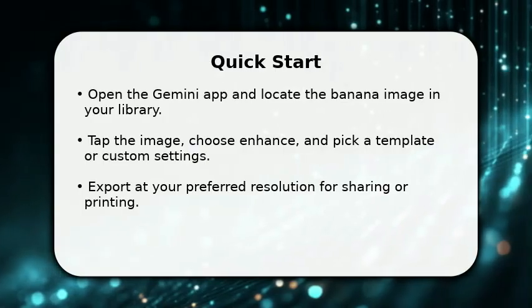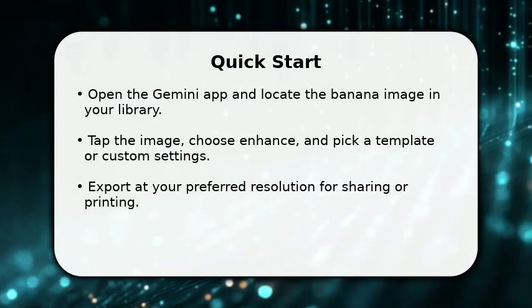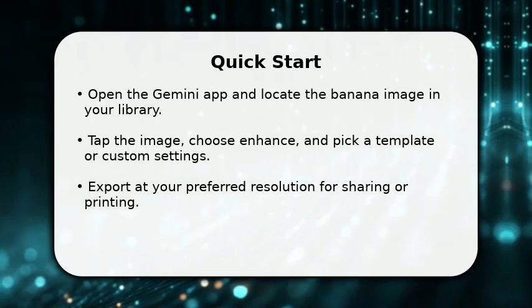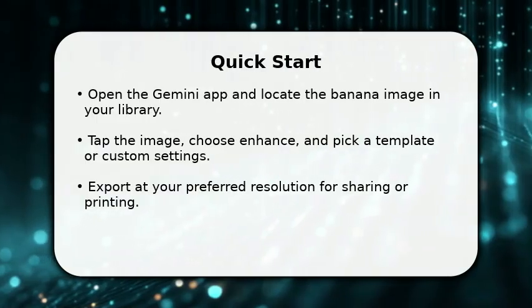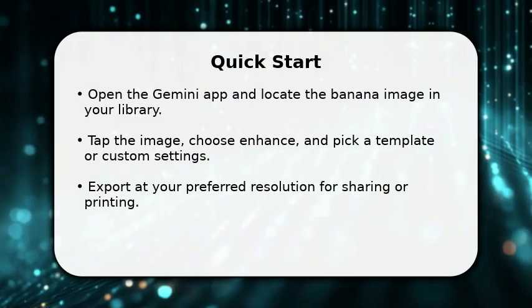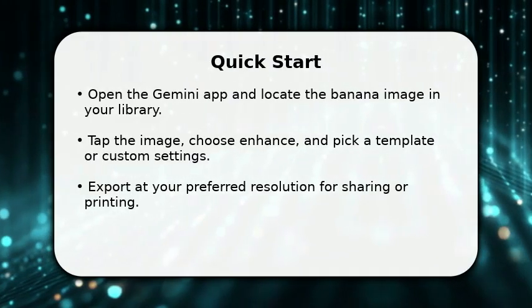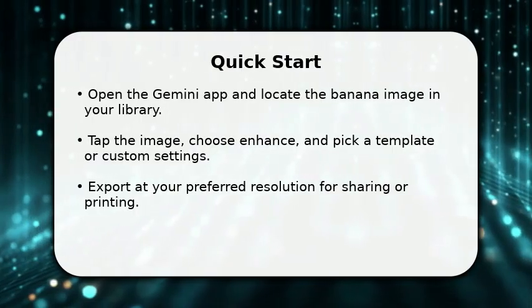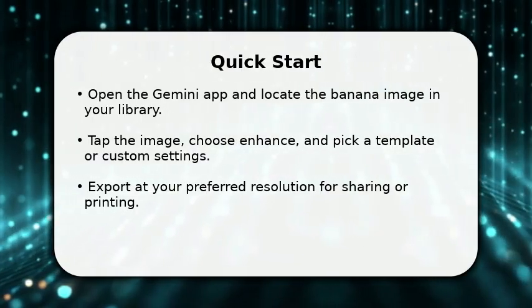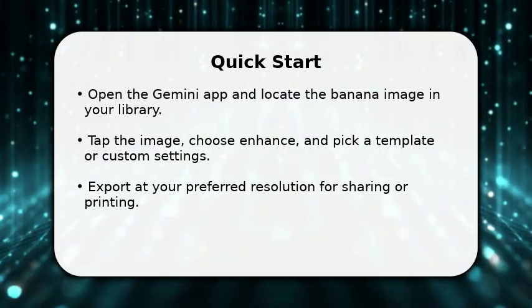In this video, I will explain how to use Gemini banana image, full guide. Open your image library, select the banana image, tap Enhance, choose a template, then export at your preferred size. I will walk you through crop, color correction, background removal, and AI styling in simple steps. Follow along on your device and pause when needed. By the end, you'll confidently prepare images for sharing or printing today.